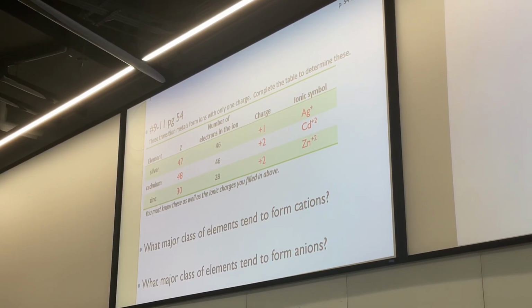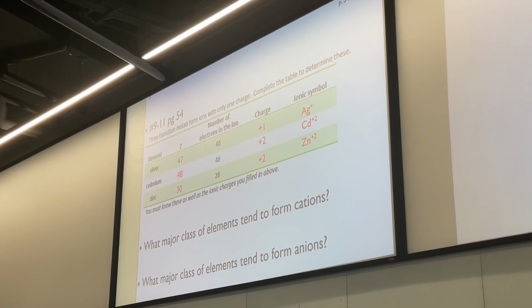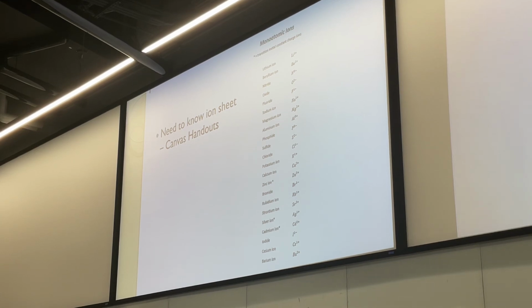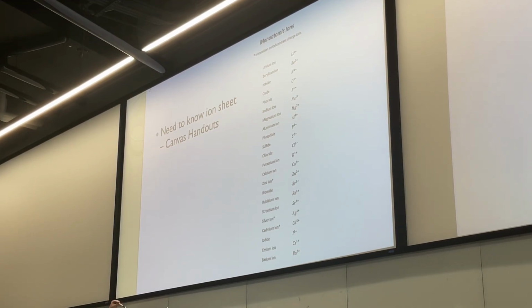In order to consolidate what you need to know, hopefully you've already found it on Canvas, in the handouts module, I have created about 10 years ago a need-to-know ion sheet. The first page is the monoatomic. And all of them go by the group number except zinc with a little asterisk behind it, silver ion, and cadmium ion. I have inserted those 3 as well into this, so you just have one source. This is the list.